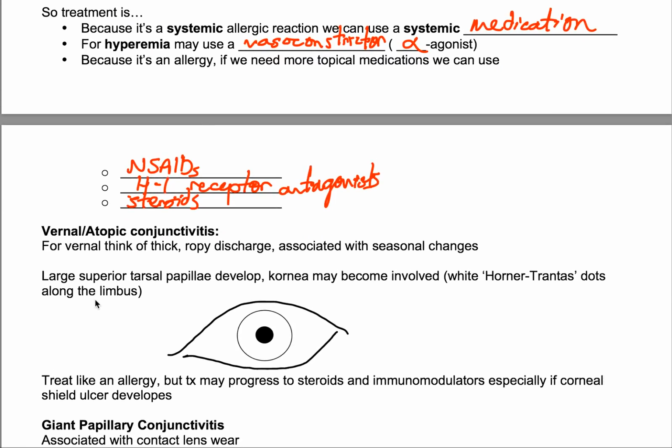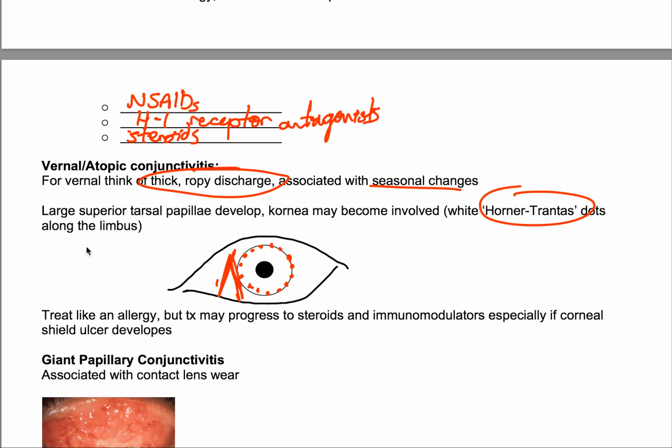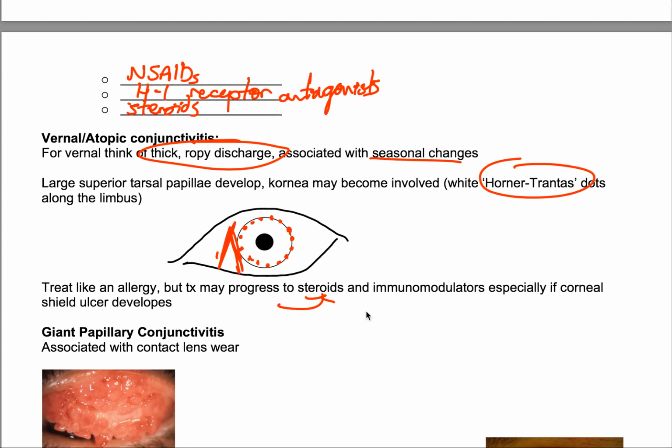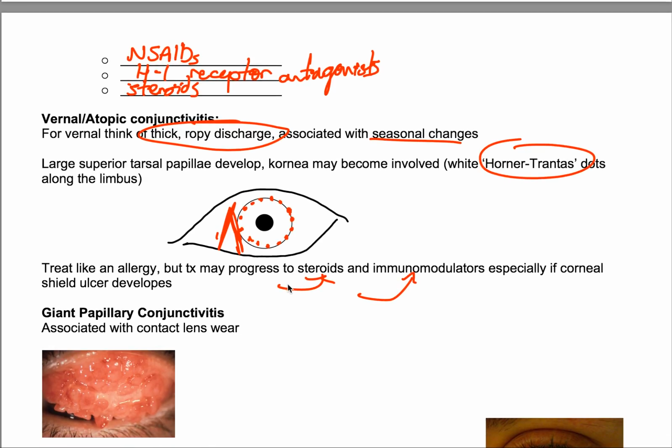Now, there's a stronger form of allergic conjunctivitis called vernal or atopic conjunctivitis, usually associated with seasonal changes, and this is also associated with a thicker, more ropey discharge. You may actually see thick strands of mucus, but the most prominent feature of this illness is Horner-Trantas dots, which are white dots, pretty large and noticeable, that form around the edges of the cornea, and these are associated with eosinophilic accumulation. Now, this is treated much in the same way that regular allergic conjunctivitis is treated, but just understand that you're more likely to progress to treatment with steroids and immunomodulators, especially if corneal ulcers develop.